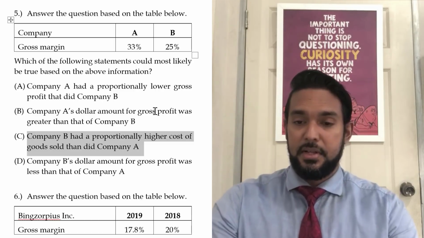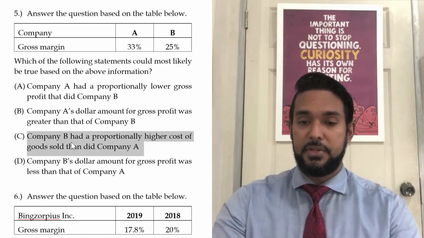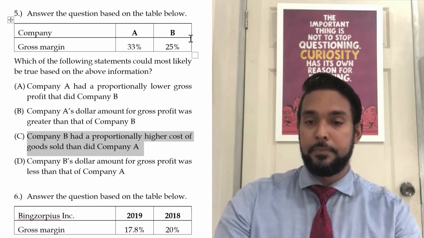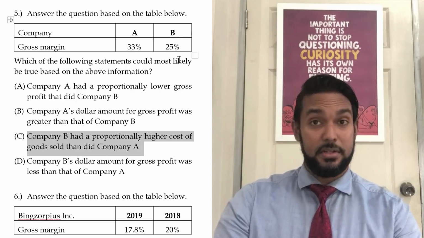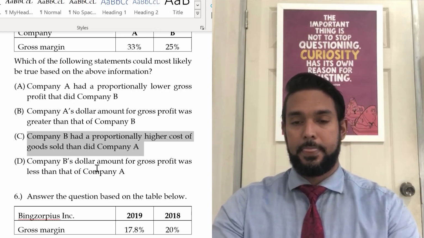Now that makes sense, this option makes sense, sir. This option says company B had a proportionally higher cost of goods sold than did company A. So this had a 75% cost of goods sold, this had a 67%. So that is correct. Right.